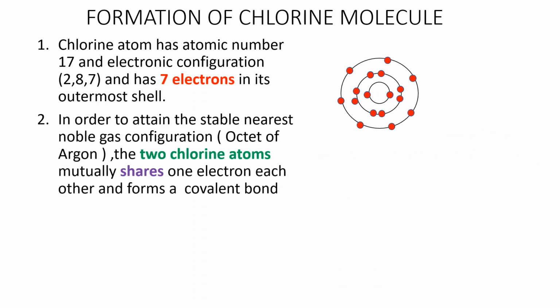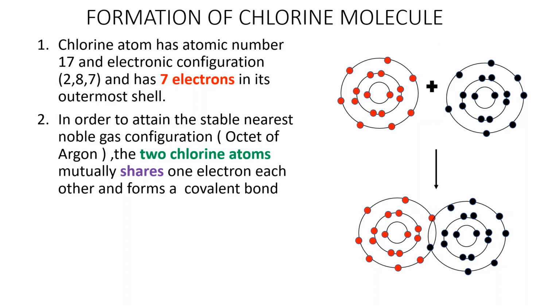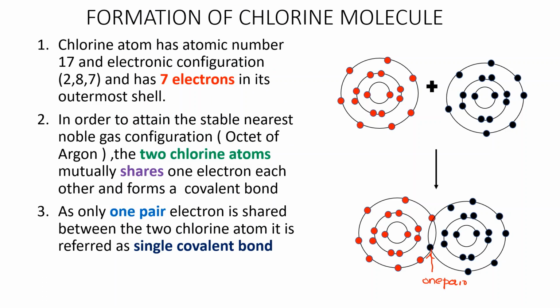In order to complete an octet and attain the stable electronic configuration of the nearest zero group, that is argon, two chlorine atoms will share 1 electron each and this results in the formation of a covalent bond. Here we see one pair of electrons is shared between two chlorine atoms. So it results in the formation of a single covalent bond.